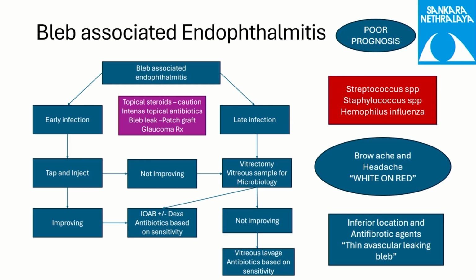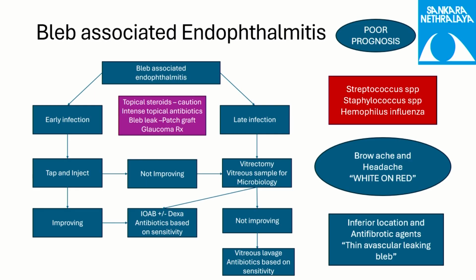So bleb associated, like I mentioned, with topical steroids we have to have caution. One strange thing is that almost all the papers on bleb-associated endophthalmitis describe broache as the most common prodromal symptom. So when a patient comes with broache and some vague history of glaucoma, we have to be aware of this. Inferior location, leaking blebs, antifibrotic agents.